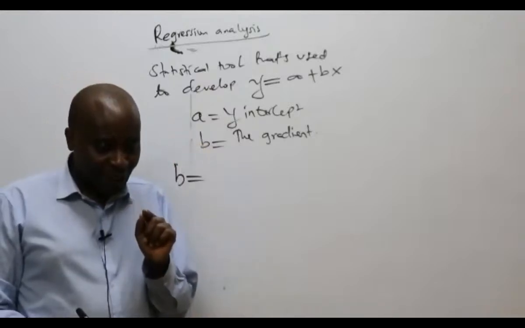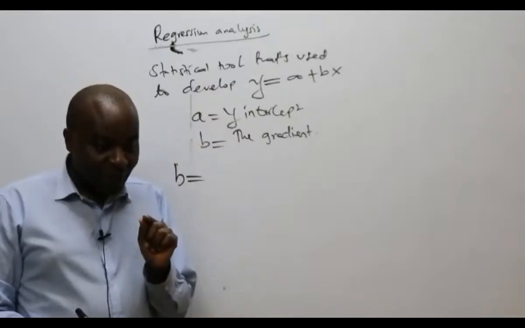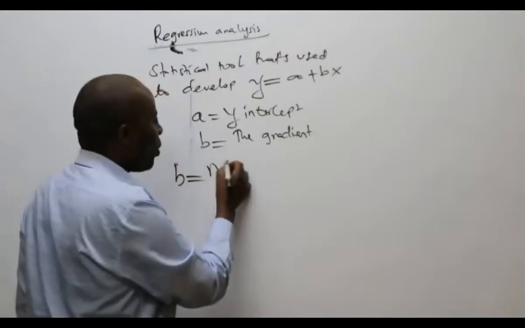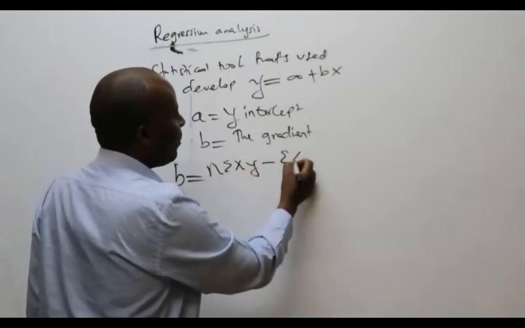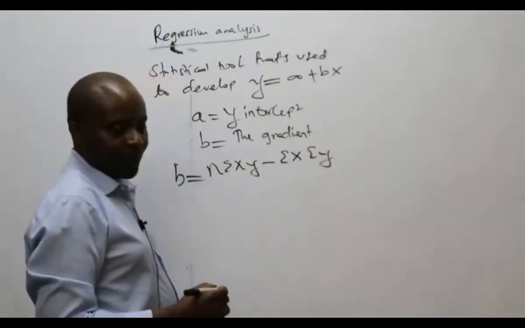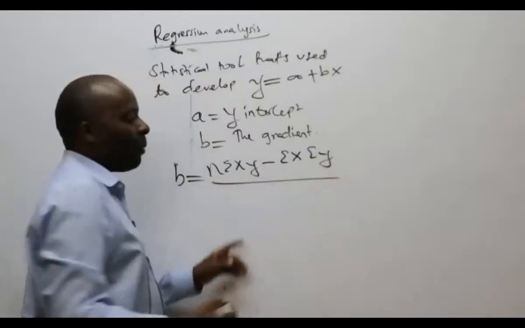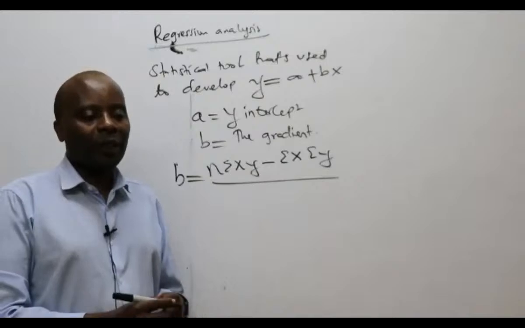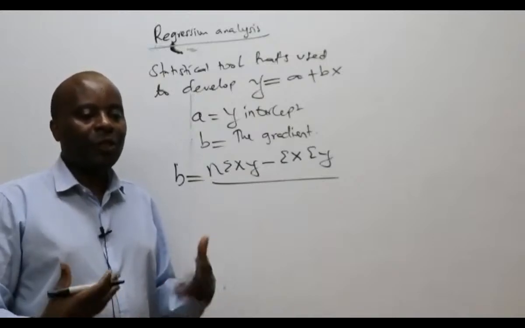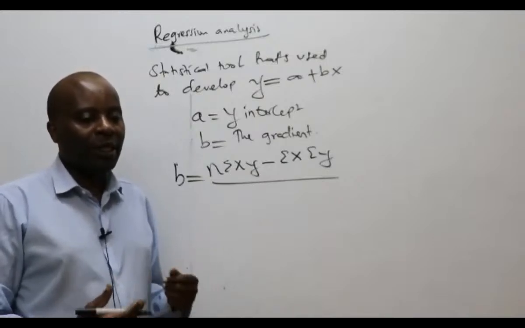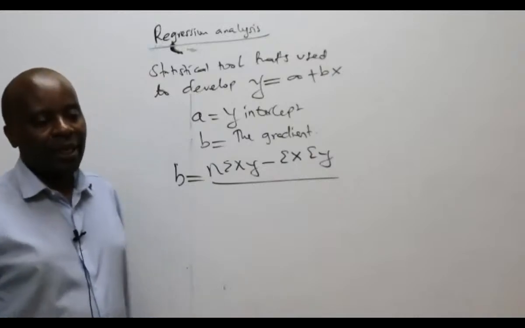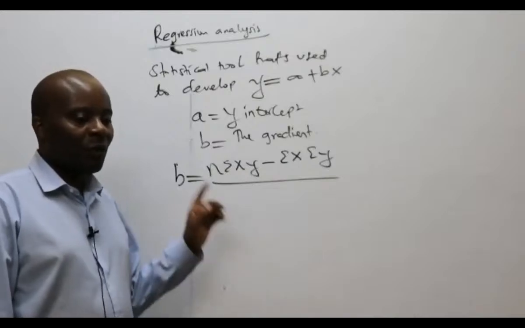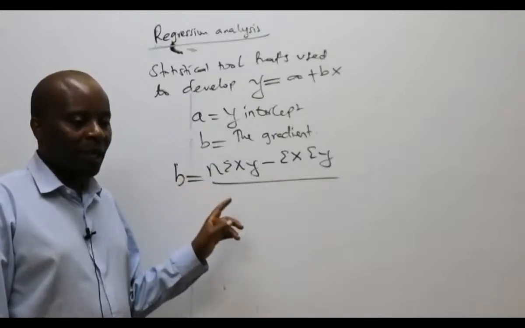So very good. I can see somebody who is very creative. He has said here b equals n summation of xy minus summation of x, summation of y, all over, how about the denominator? Creativity is important. So this is the formula of getting the numerator of b.